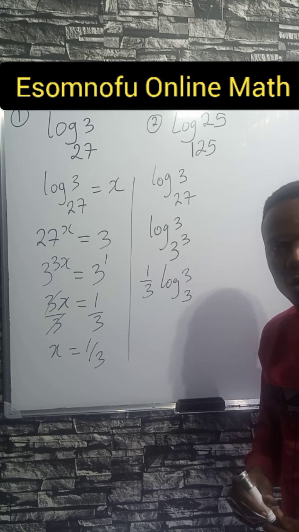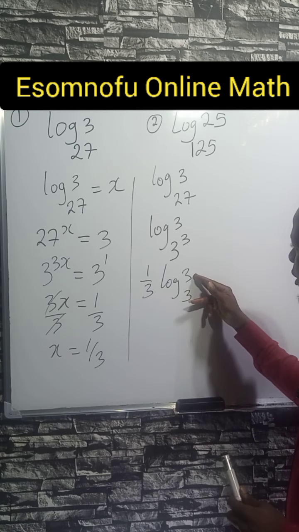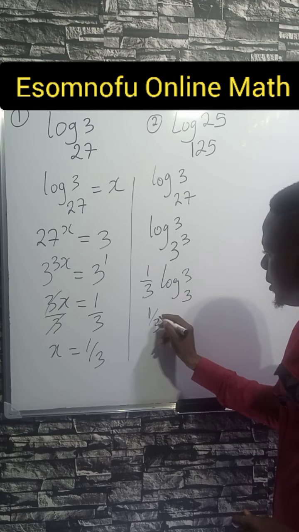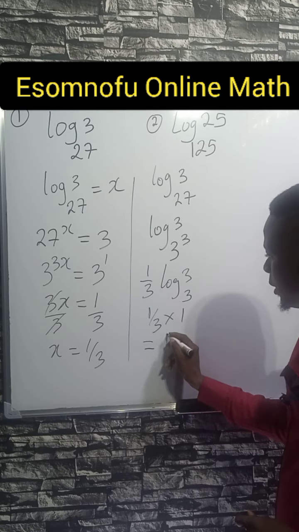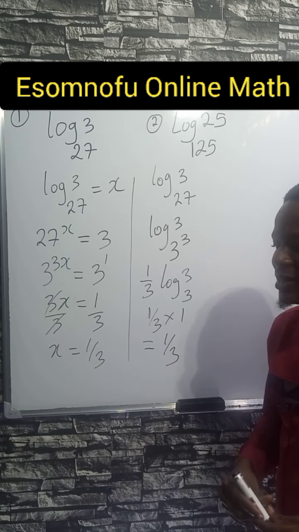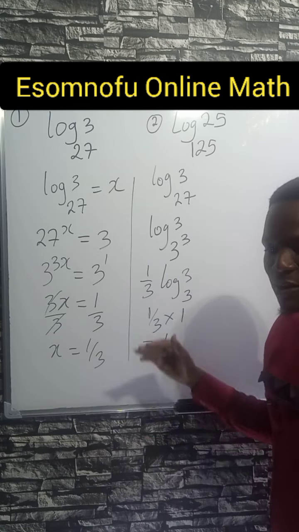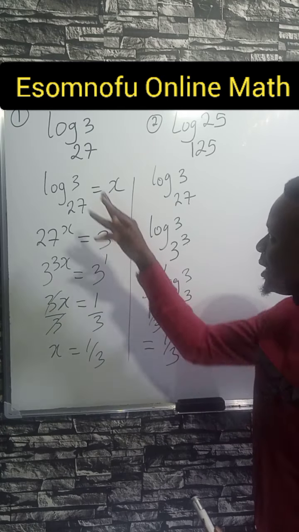And there is a law of logarithm that tells you that logarithm to its own base is equal to 1. So you have 1 over 3 multiplied by 1, which is equivalent to 1 over 3. You can see that these two methods I used gave the same answer. So let me use the third method also, still on one problem.